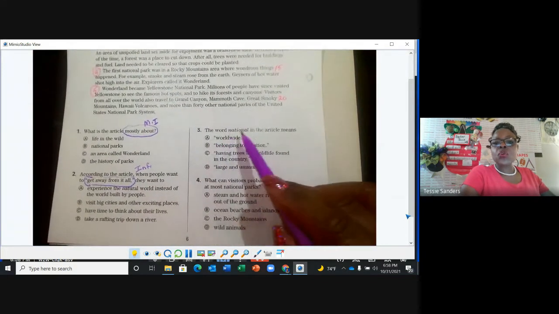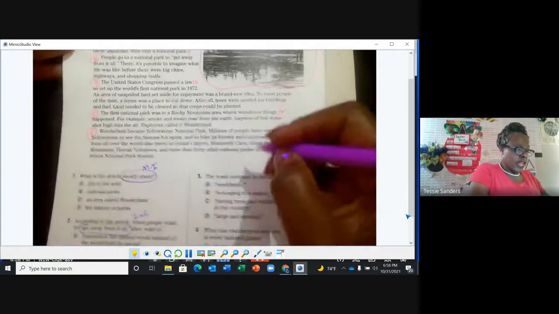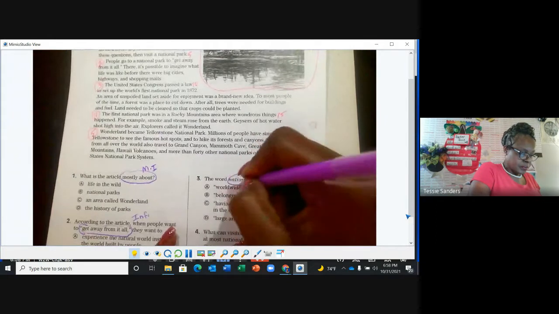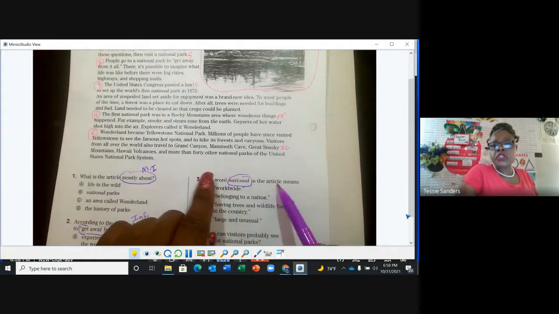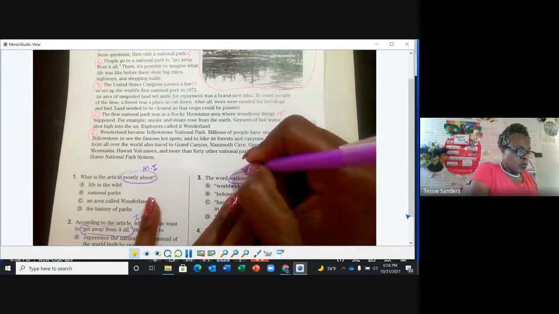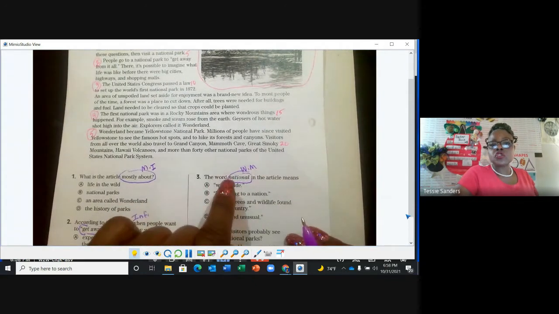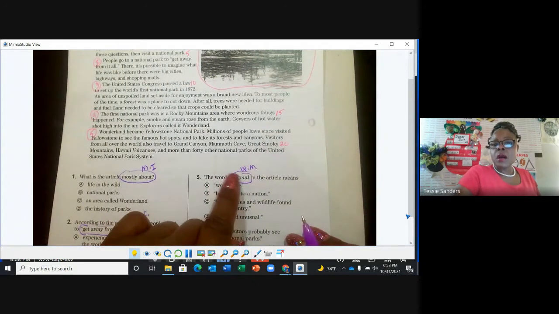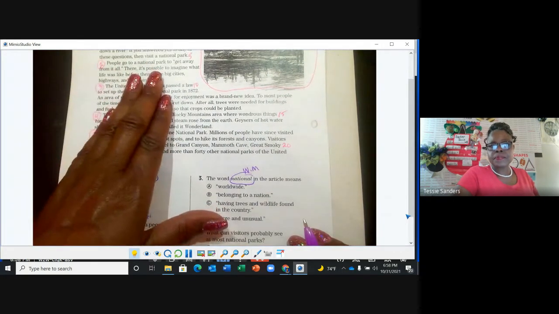Number 3. The word national in the article means. Circle national. See, it's printed differently from the rest of the words in our sentence stem. This is a word meaning question, meaning you must determine the meaning of the word national as it is used in the text.